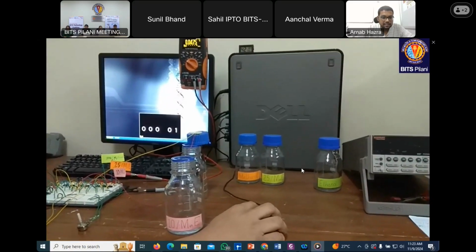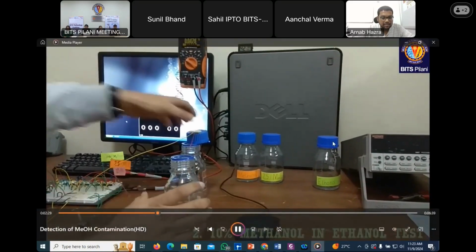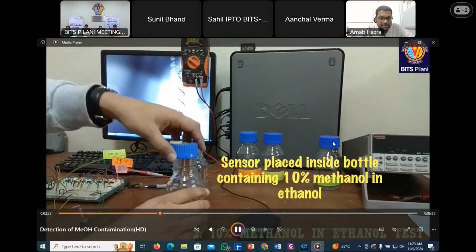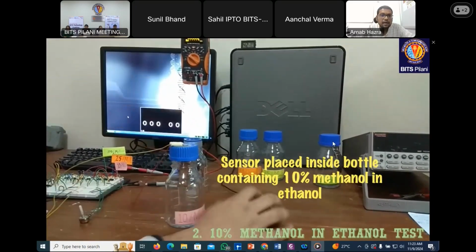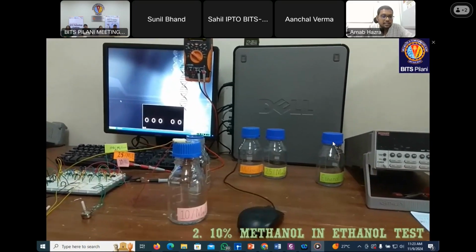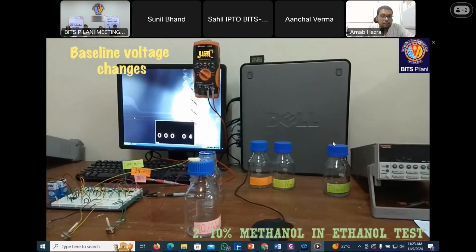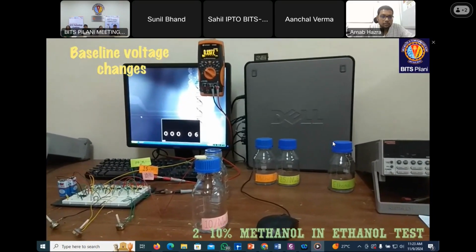This is for the next testing, and we have taken the 10% methanol contaminated sample, and we are placing the sensor inside it. Now you can see the baseline is changing rapidly, and within a few seconds, we will see LED 1 glow.